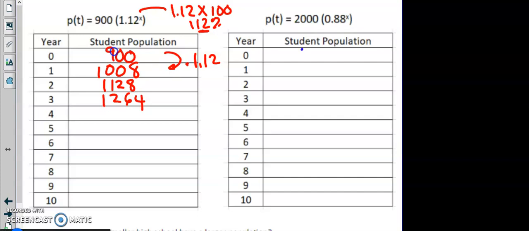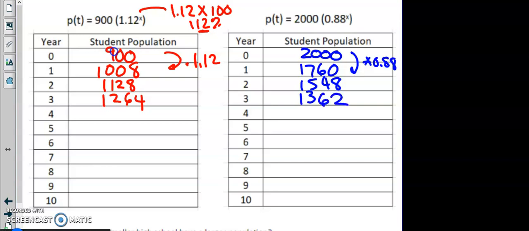In the second table of the school, I chose 2,000, which is really close to North High School. And this time the population is declining. So basically, each year the student population is about 88% compared to the previous year. So I multiply 2,000 by 0.88. 1,760 students in the school, and then 1,548 students the next year. If I match up the third year, 3 years, 1,362 students.